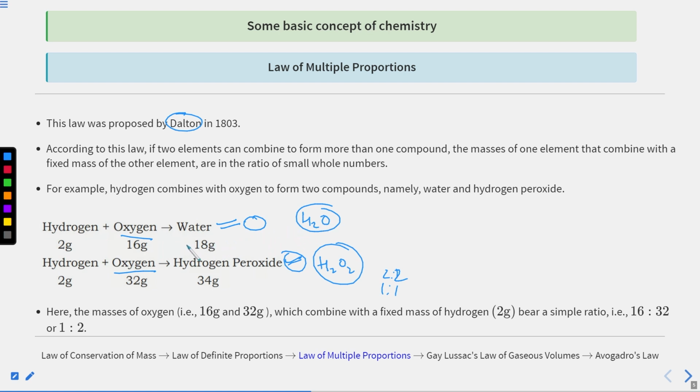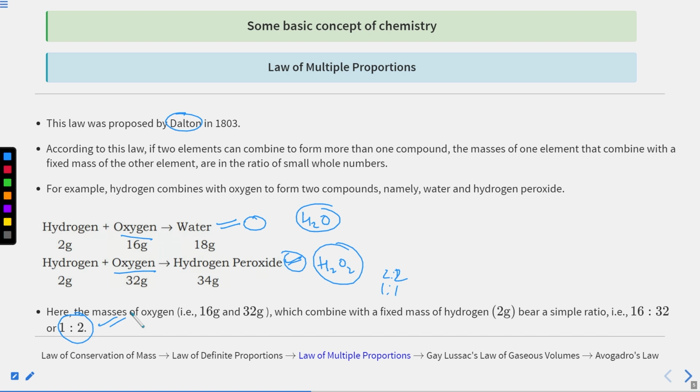Therefore, if you find the ratio between the oxygen that is used for water and for hydrogen peroxide, then you will find that this ratio is present as small whole numbers. That is, in this case you can see that 16 is to 32, that would give us 1 is to 2. Clear? So what do I mean by this?